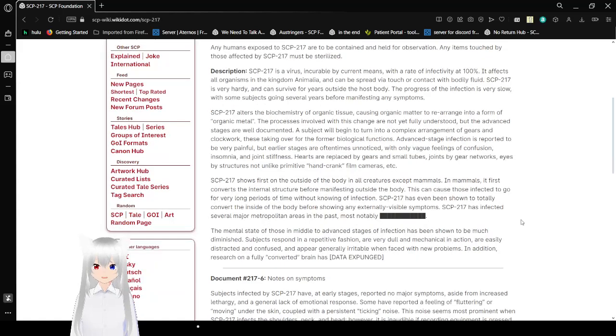Any humans exposed to SCP-217 are to be contained and held for observation. Any items touched by those affected by SCP-217 must be sterilized. Description: SCP-217 is a virus, incurable by current means, with a rate of infectivity at 100%. It affects all organisms in the kingdom Animalia and can be spread via touch or contact with bodily fluid. SCP-217 is very hardy and can survive for years outside the host body. The progress of the infection is very slow, with some subjects going several years before manifesting any new symptoms.